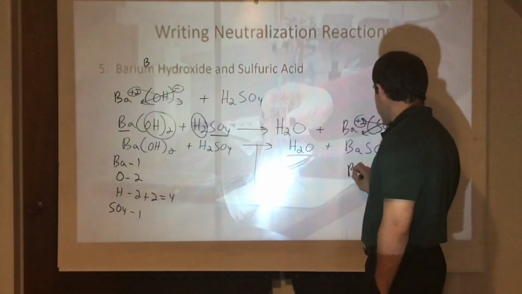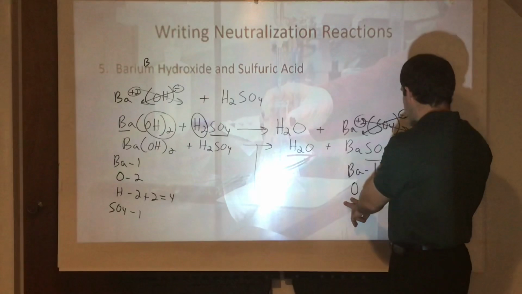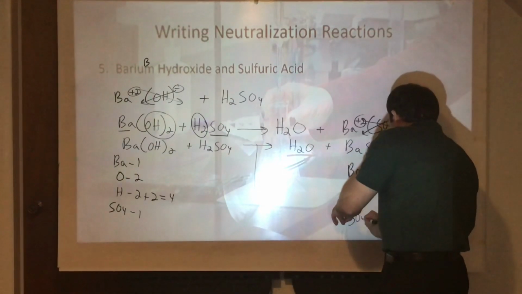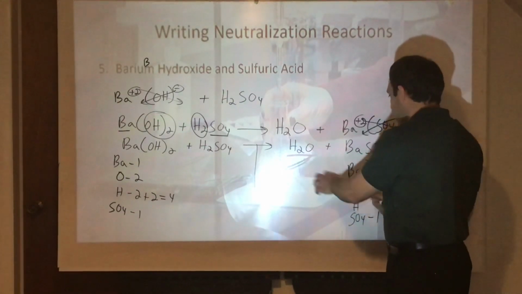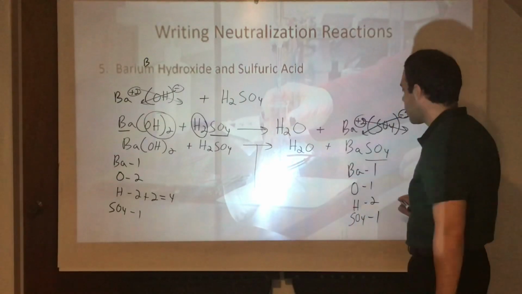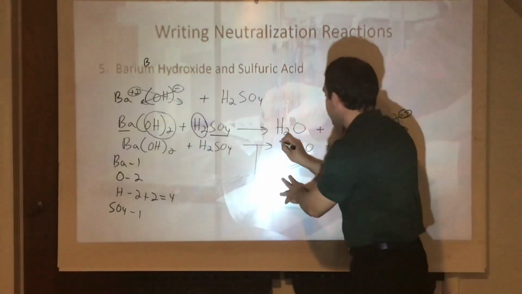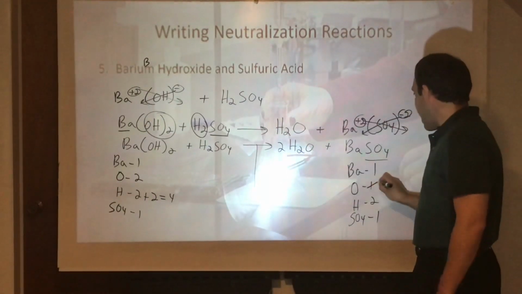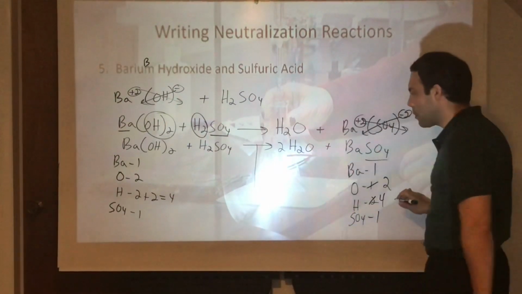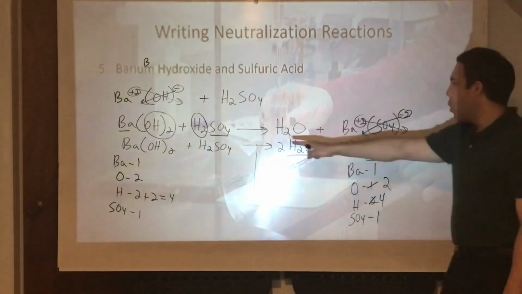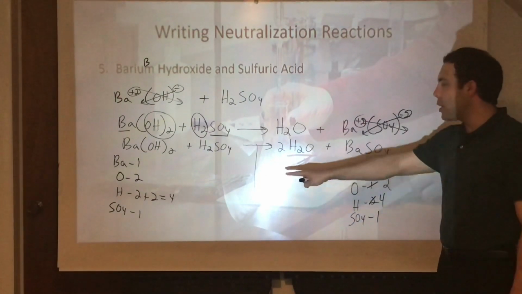So for barium, there is one of them. For oxygen, once again, we're going to leave the sulfate by itself. And there's 1 sulfate. For oxygen, there is 1. For hydrogen, there is 2. Now we balance: 2 oxygens on the left, 1 on the right. So let's put a 2 in front of the H2O. So now we have 2 oxygens, and 2 times 2 is 4 hydrogens. And it looks like we're already balanced. 1 barium, 1 barium, 2 oxygens, 2 oxygens, 4 hydrogens, 4 hydrogens, and 1 sulfate, 1 sulfate.